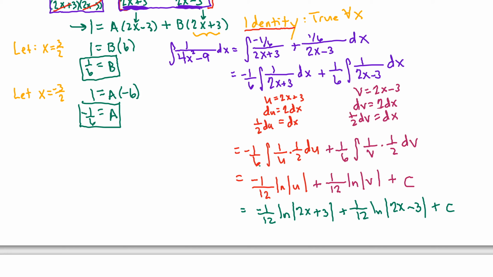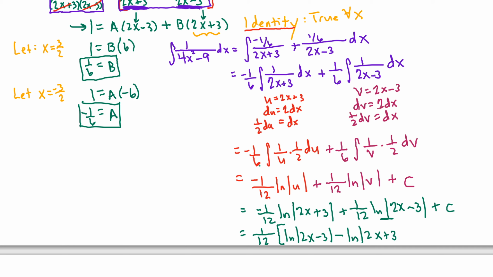Now that is an acceptable answer, but we can also condense it if we wish. I'm going to factor out a positive 1/12. Now, when I factor out a positive 1/12, I'm going to start with my positive term, that's natural log of 2x minus 3, and subtract natural log of the absolute value of 2x minus 3.